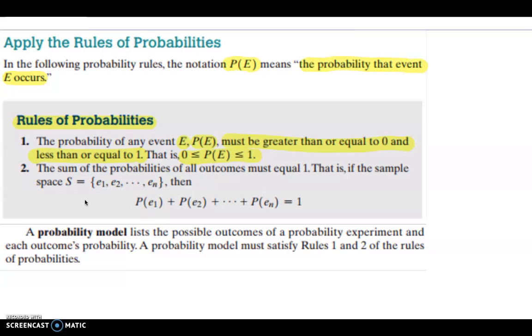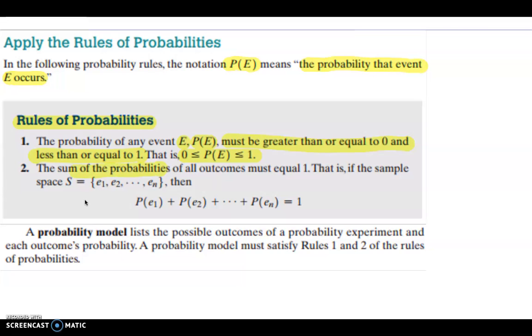So the probability of any event has to be between 0 and 1, which if you think about that, that's between 0% and 100%. You cannot have a probability that's greater than 100% or less than 0%. That doesn't make any sense. So every probability has to be between 0 and 1 inclusive. So you could have a 0 probability, which means it's impossible to occur, or a probability of 1, which means it's absolutely certain it will occur.